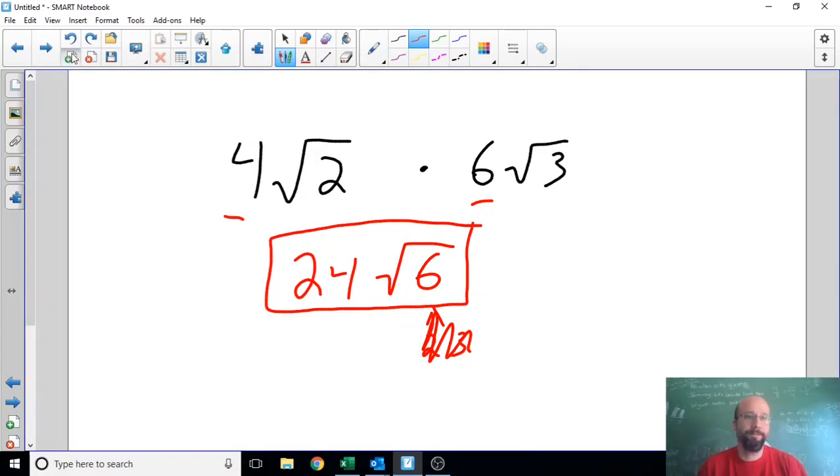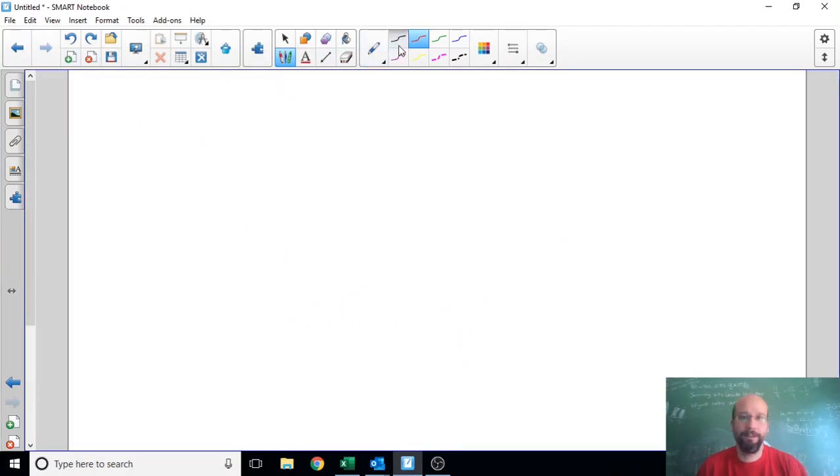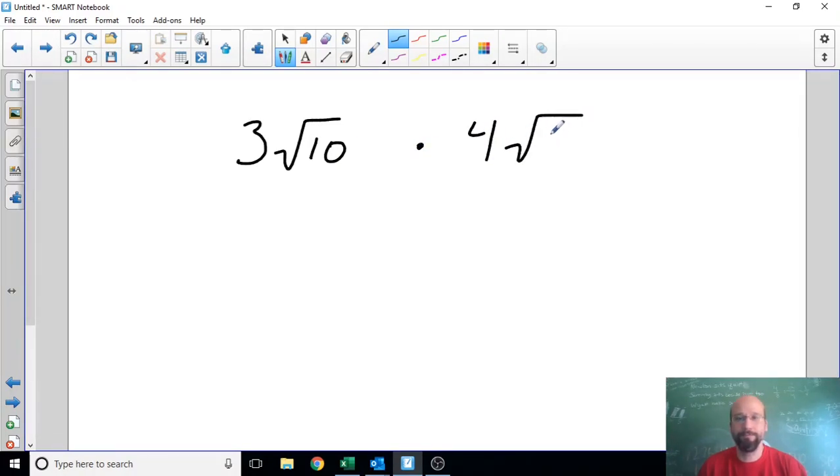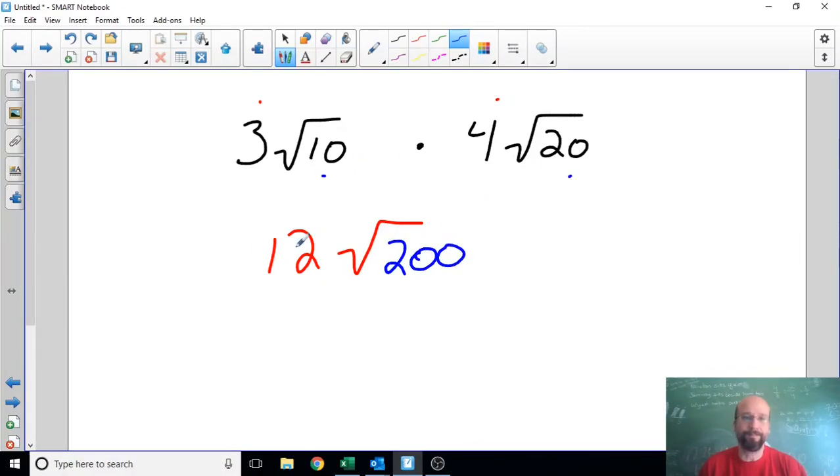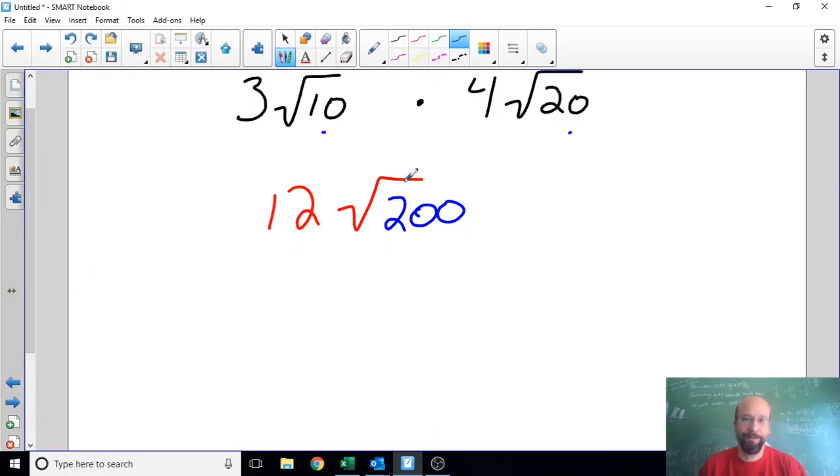Let's do one more. A little bit harder. So 3 root 10 times 4 root 20. So multiply outside times outside. 3 times 4 is 12. And then inside times inside. 10 times 20 is 200. Then I should be able to simplify the root 200.